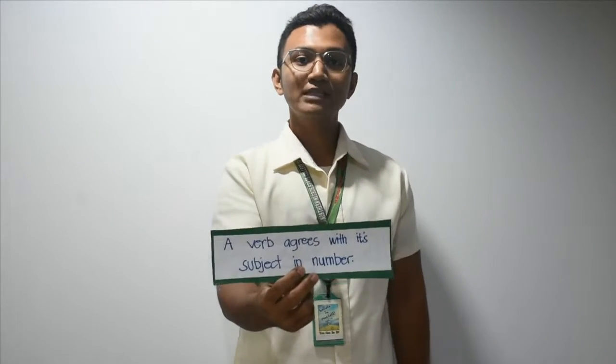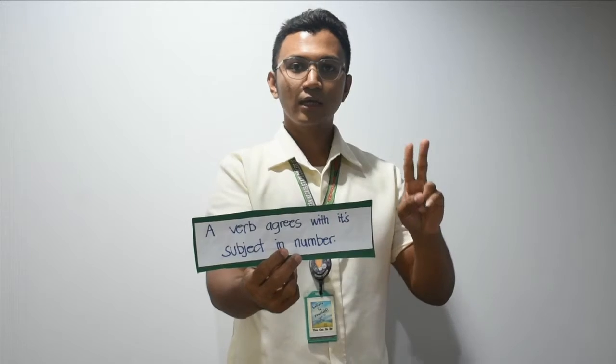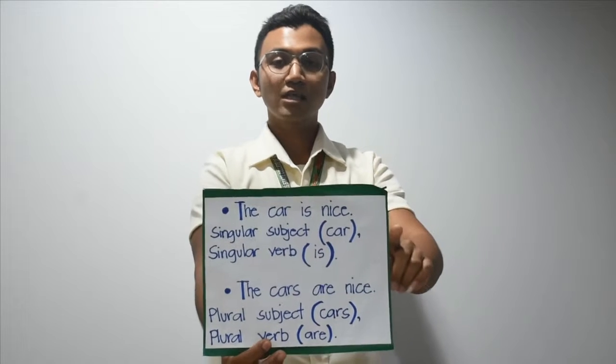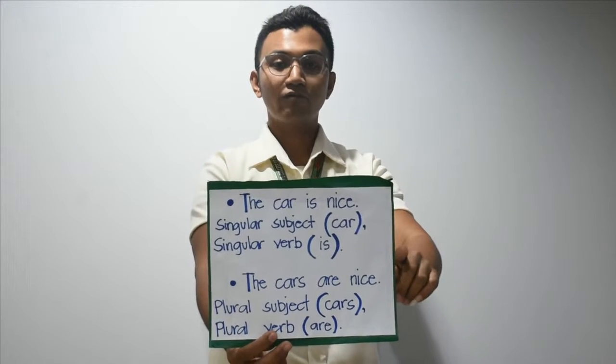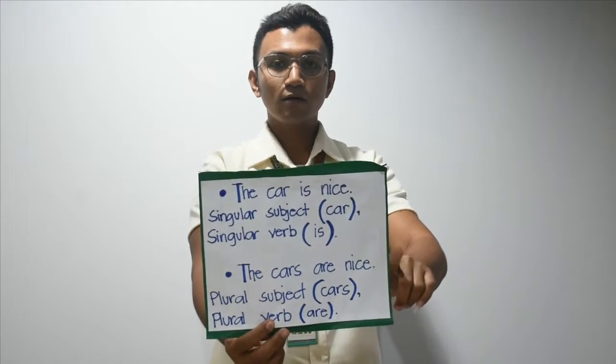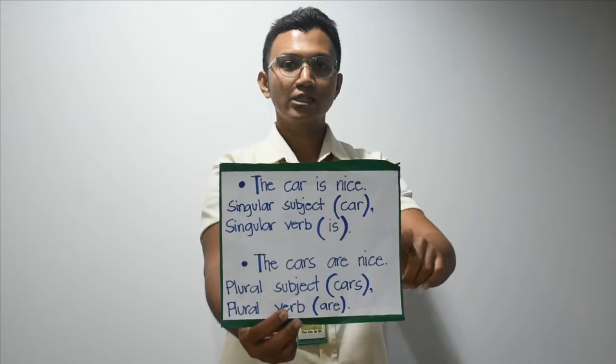I will give two examples. First is in singular form and the second one is in plural form. The first example is: the car is nice. Our subject there is car and our verb is "is". The verb and the subject agree with each other because they are both in singular form.